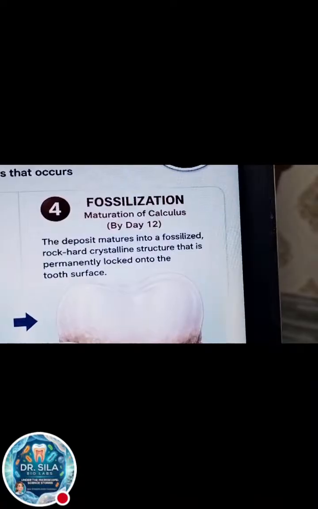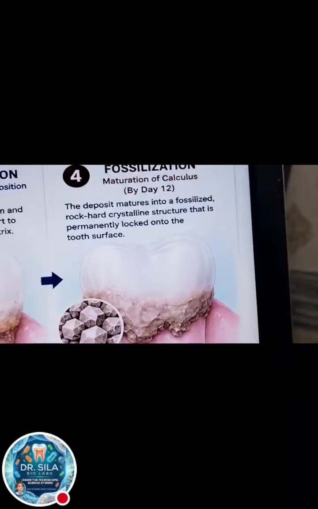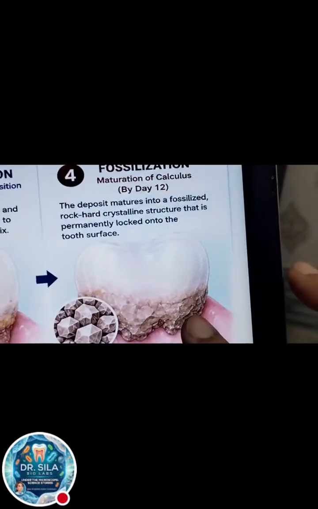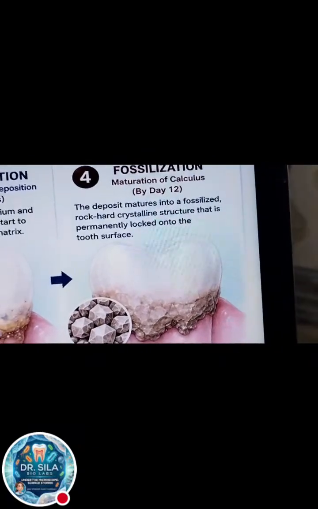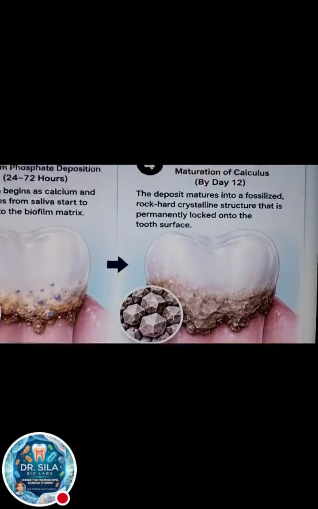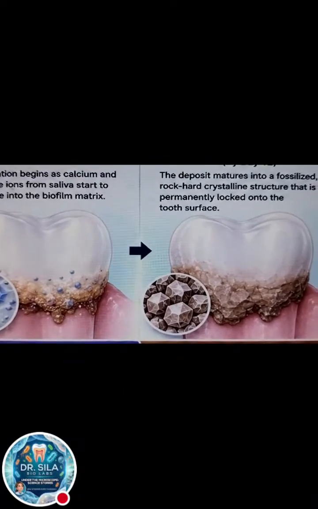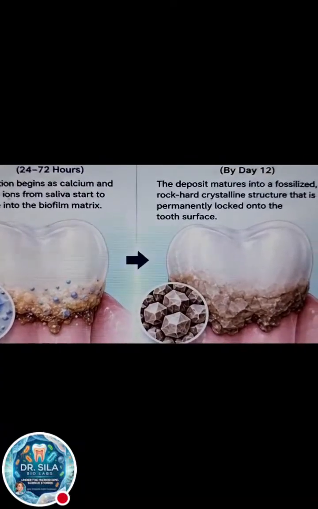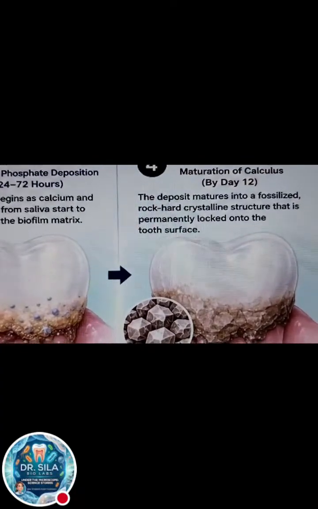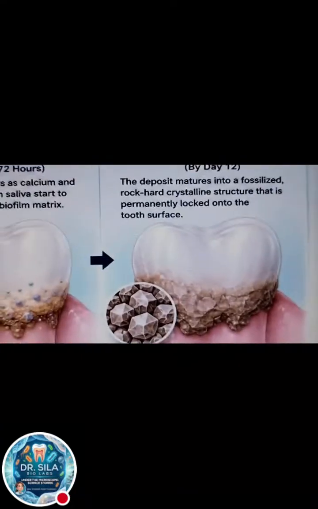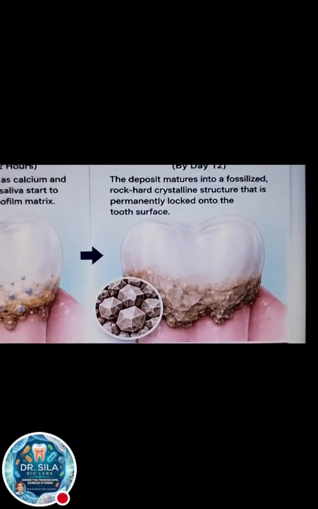Fossilization, maturation of the calculus by day 12. The deposit matures into a fossilized, rock-hard crystalline structure that is permanently locked onto the tooth surface. Calculus provides a retentive surface for more plaque formation, protects bacteria from the host defenses, and contributes to gingival inflammation and periodontal disease. So remove early, prevent damage, and preserve your health.